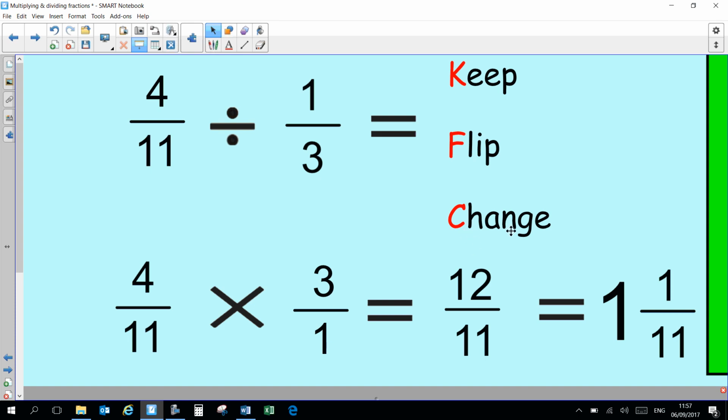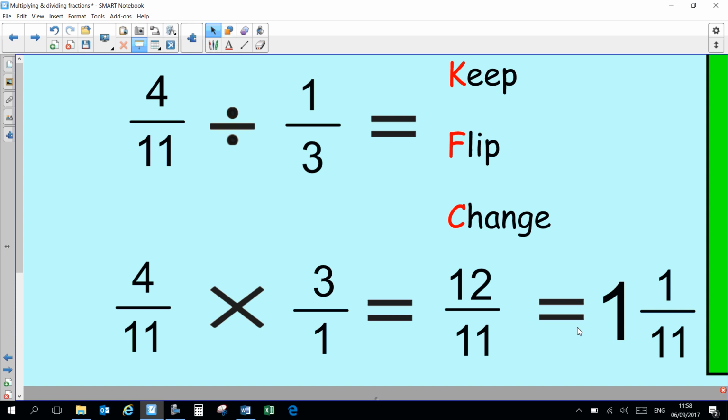And lastly, change. When we change, we're going to change the division sign to a multiplication sign. Now it becomes easy. Now we just do what we've done before. 4 times 3 is 12. 1 times 11 is 11. So you've got 12 over 11, which you're going to tell me straight away, Paul, that's an improper fraction because the numerator is bigger than the denominator.